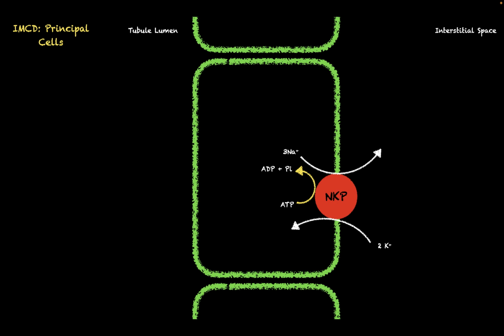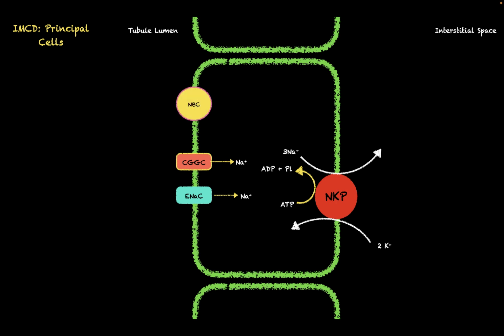So on the apical membrane, we basically have NaCl channels. And these NaCl channels allow sodium to flow down its electrochemical gradient from the tubule lumen into the cell. Now, in addition to NaCl channels, we also have CNG channels. These are cyclic nucleotide-gated channels, which basically allow sodium to flow down its electrochemical gradient into the cell.